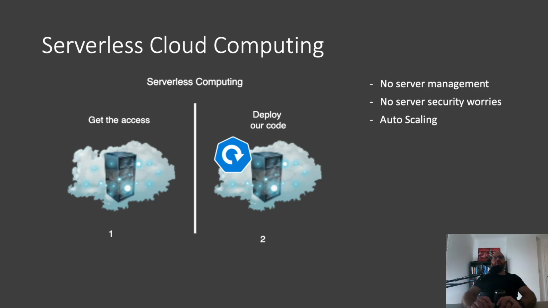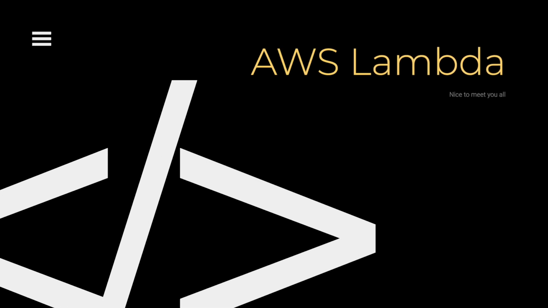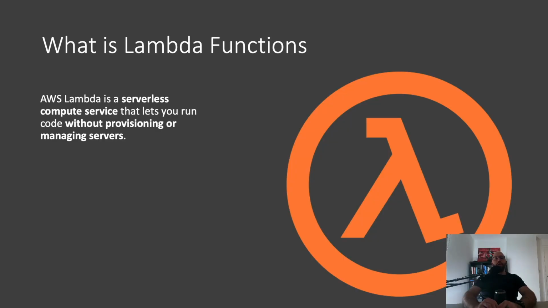In different aspects, we can see that even with these small snapshots, serverless cloud computing really is a very powerful tool which allows us to directly deploy our code without worrying about anything else. So, what are Lambda functions? AWS Lambda function is a serverless compute service which lets us run code without managing or provisioning any servers, maintaining, or even integrating and managing runtimes. So what does that mean?